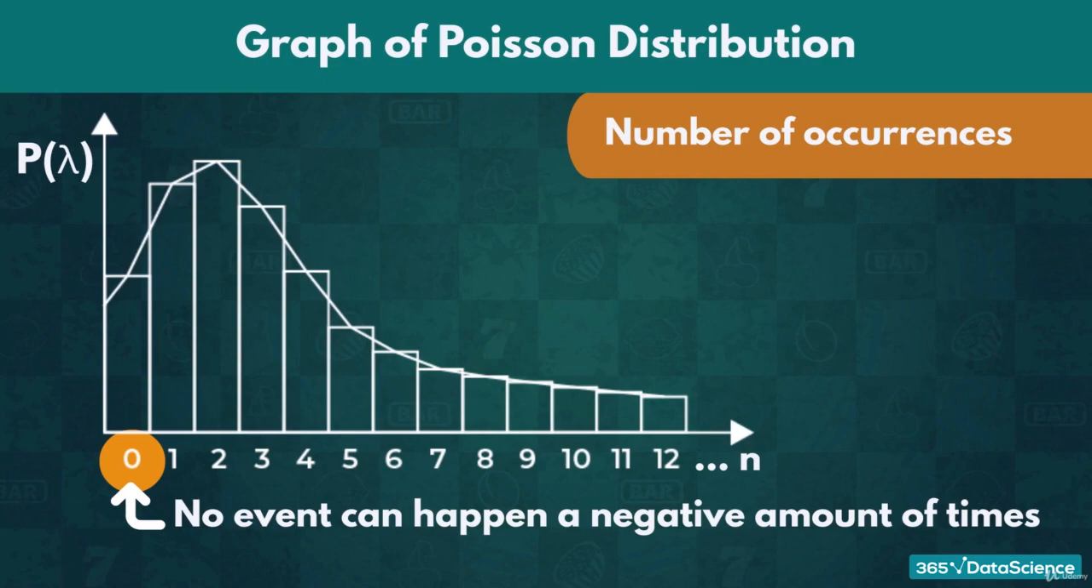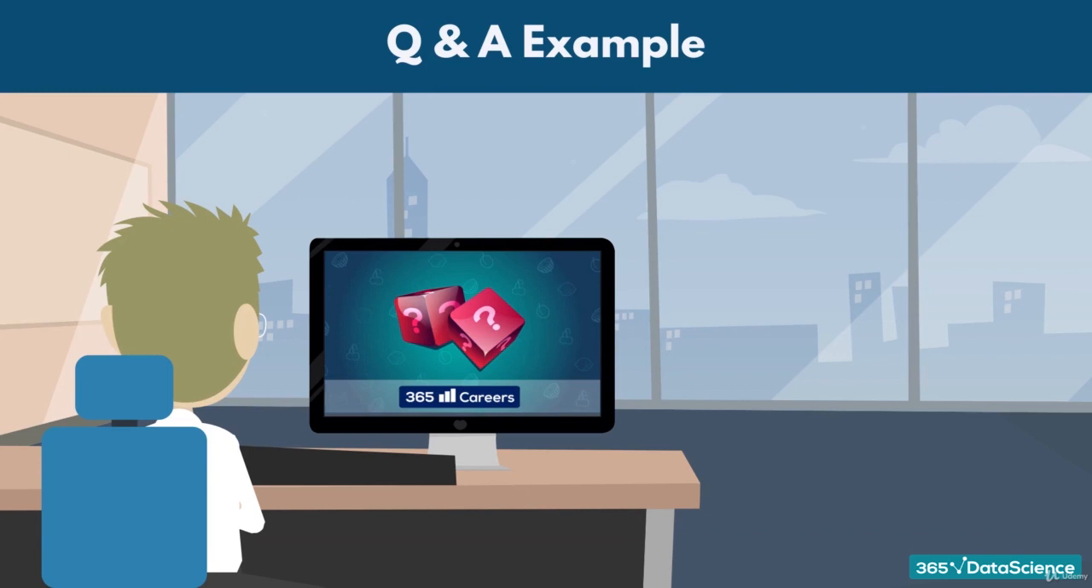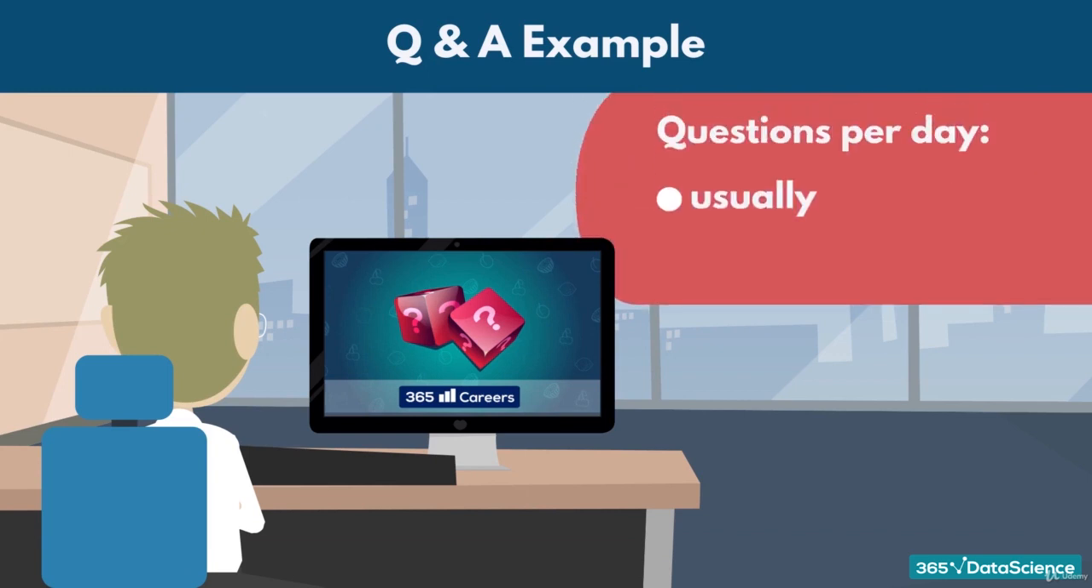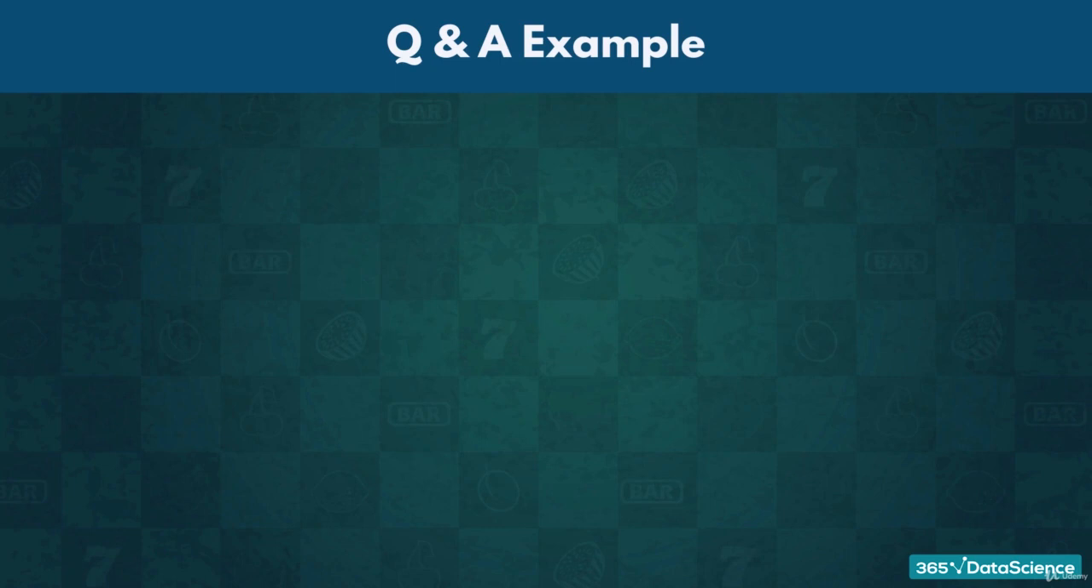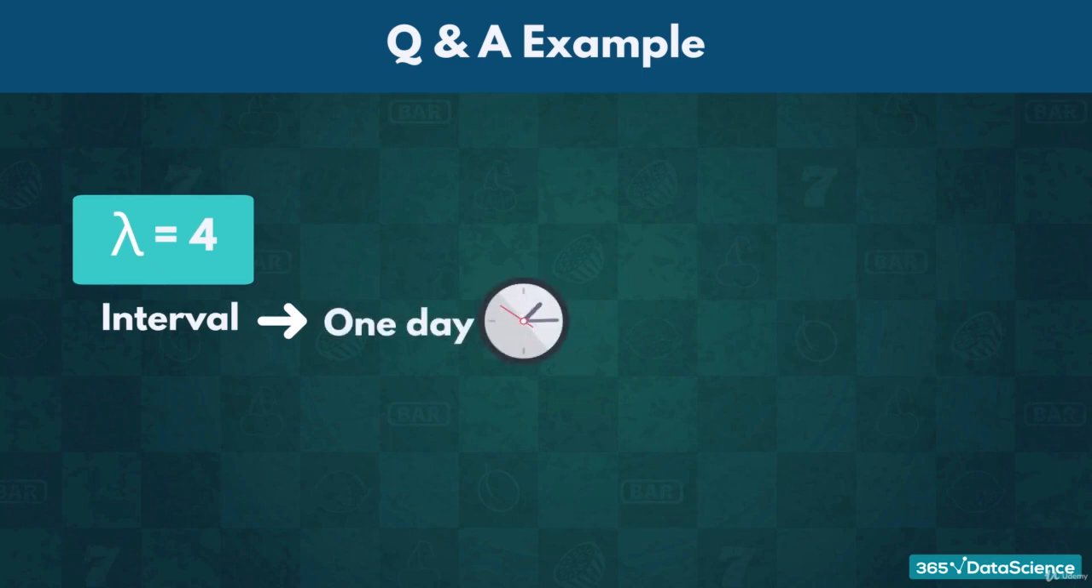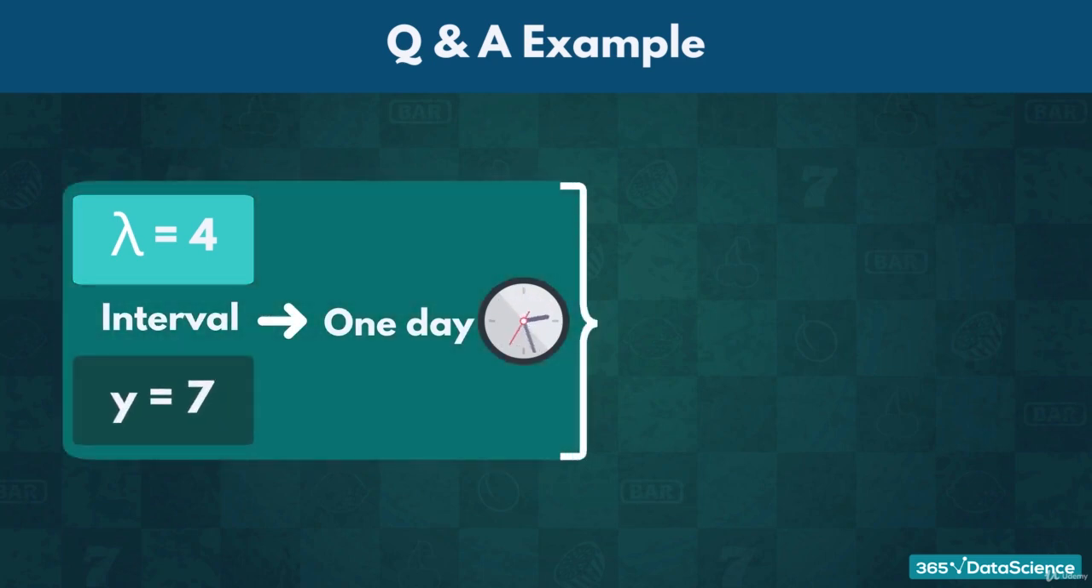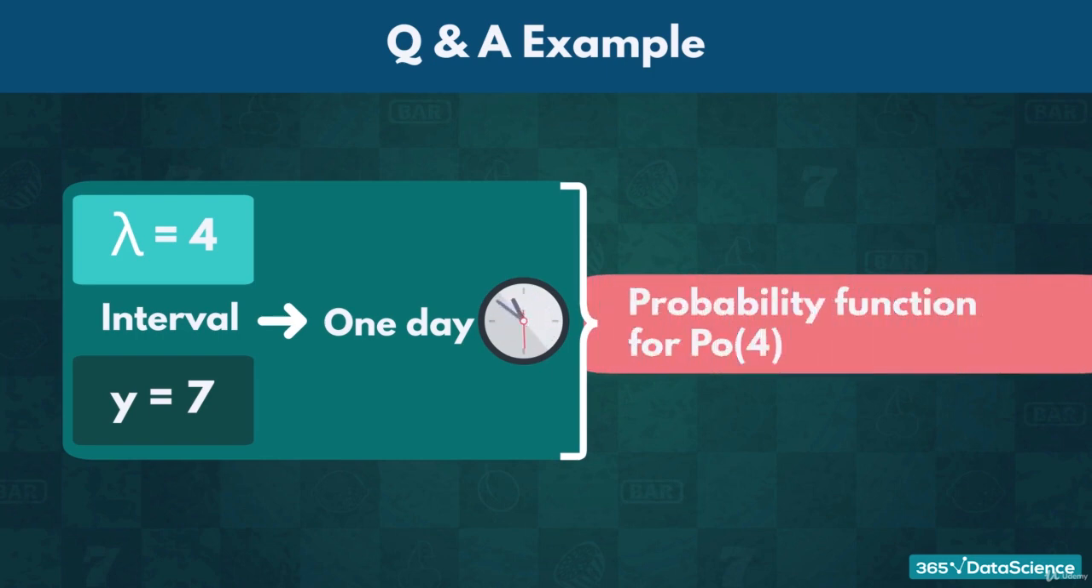Okay, let us explore an example. Imagine you created an online course on probability. Usually your students ask you around 4 questions per day, but yesterday they asked 7. Surprised by this sudden spike in interest from your students, you wonder how likely it was that they would ask exactly 7 questions. In this example, the average number of questions you anticipate is 4, so lambda equals 4. The time interval is 1 entire workday, and the singular instance you are interested in is 7. Therefore, y is 7. To answer this question, we need to explore the probability function for this type of distribution.